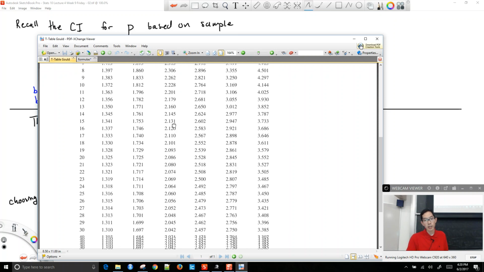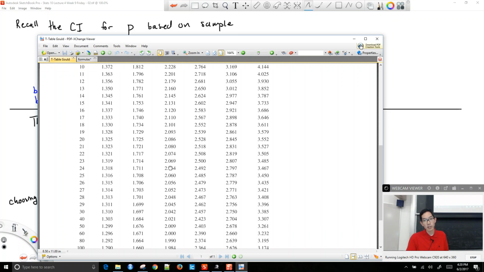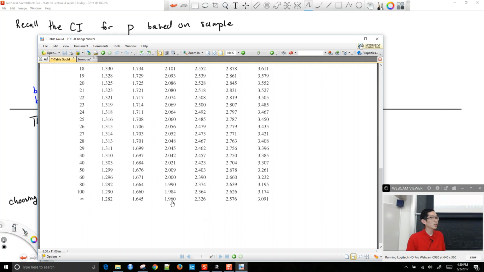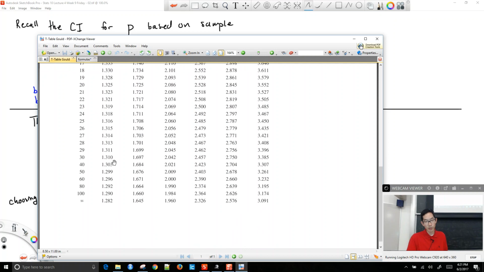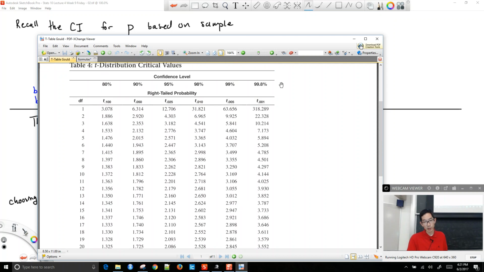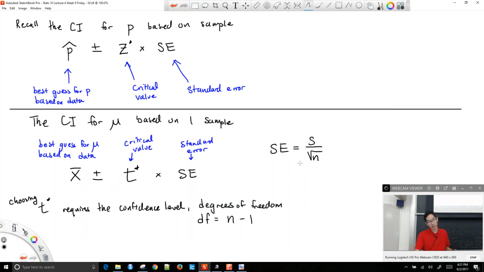An interesting thing to note is that when you go to infinity degrees of freedom, the values become the same as your z star values. So 95% confidence at the very bottom is 1.96. For 90% it's 1.645. For 80% it's 1.282 if you want to carry it out to a third decimal place, and so on. But don't worry about that. So that's what we have here. Degrees of freedom is this, and so let's try an example.